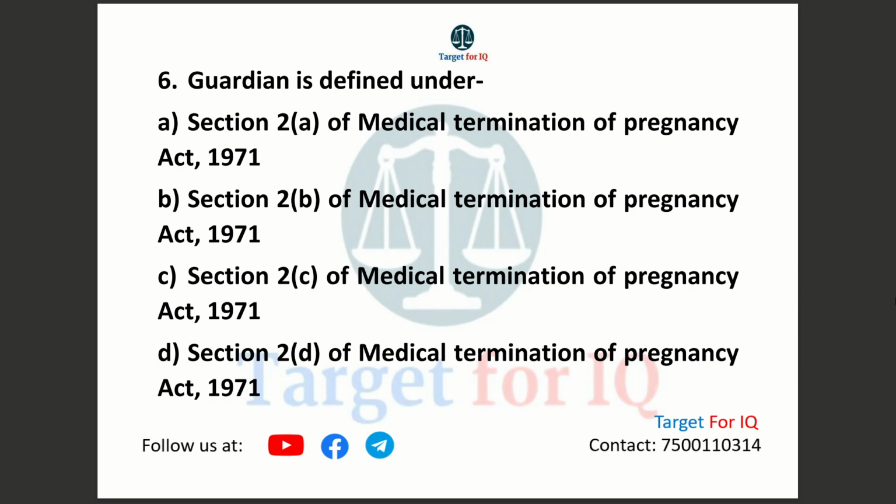Question number 6. Guardian is defined under option A. Section 2A of Medical Termination of Pregnancy Act 1971, option B. Section 2B of Medical Termination of Pregnancy Act 1971, option C. Section 2C of Medical Termination of Pregnancy Act 1971, option D. Section 2D of Medical Termination of Pregnancy Act 1971. The correct answer to question number 6 is option A, that is Section 2A of Medical Termination of Pregnancy Act 1971.